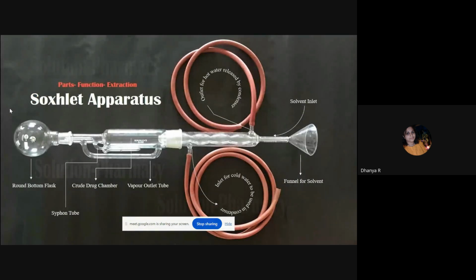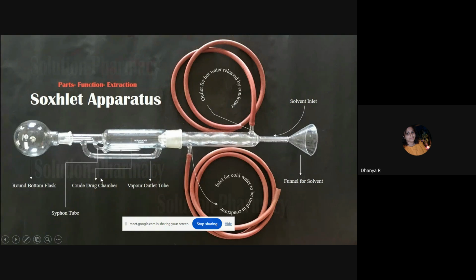So the most important part in this particular experiment is the Soxhlet apparatus and the arrangement of assembling of the Soxhlet apparatus. These are the parts of a Soxhlet apparatus. You can see there is a round bottom flask in the lowermost part. Then there is an extractor in the middle, where you are going to place the drug. Then there is a condenser for cooling the vapors which are coming out from this round bottom flask.